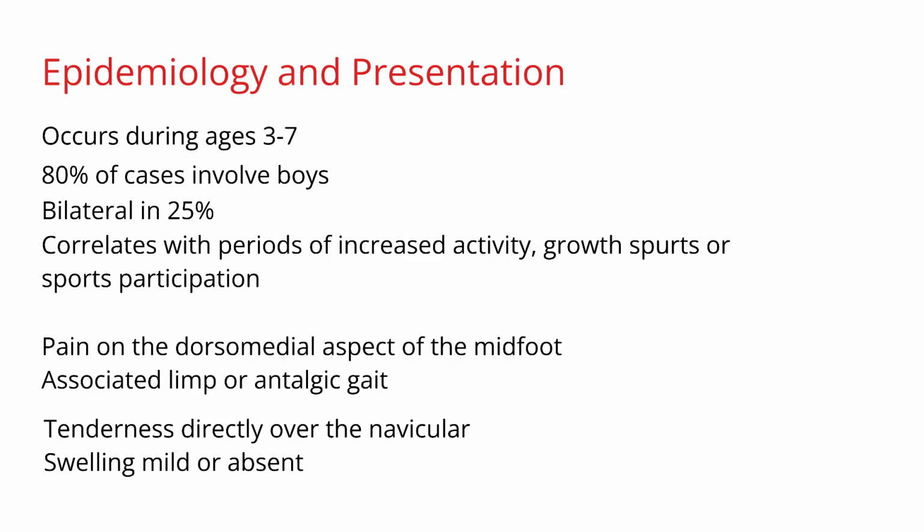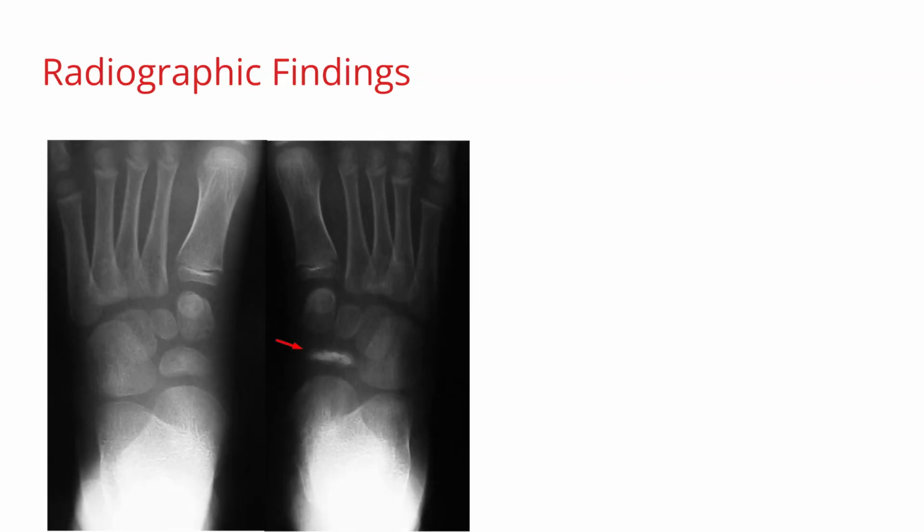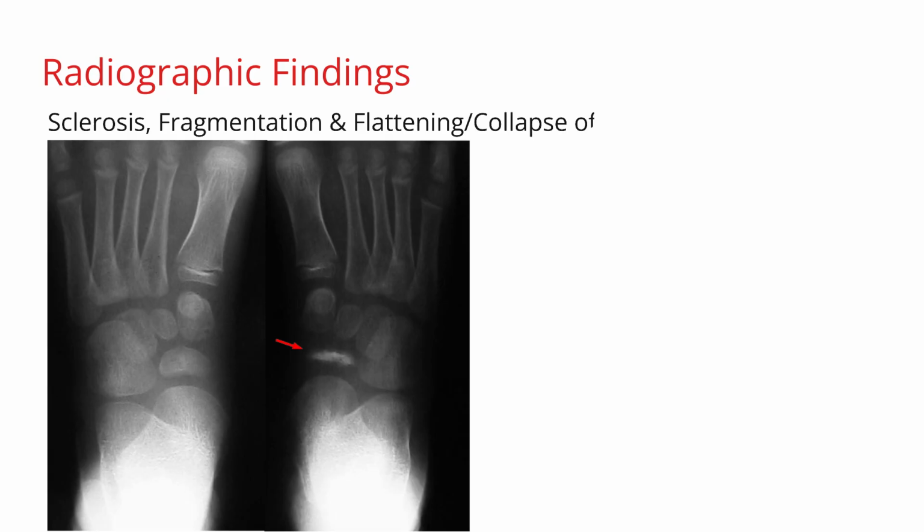The diagnosis is made on X-rays, with the classic radiographic findings being sclerosis, fragmentation, and flattening or collapse of the navicular. MRI is not required but will show edema and AVN changes if performed.